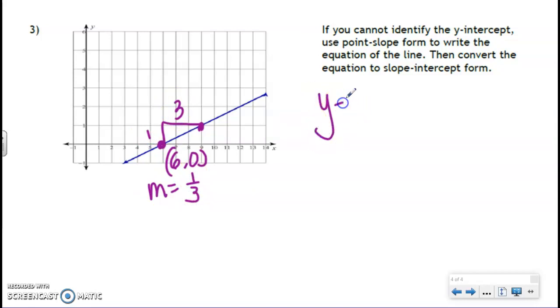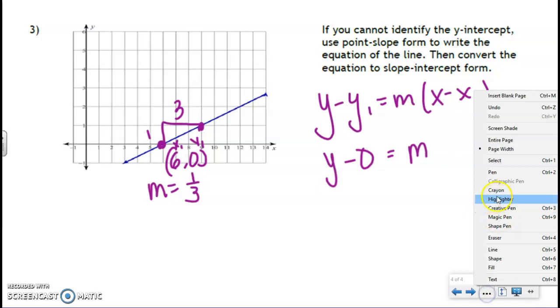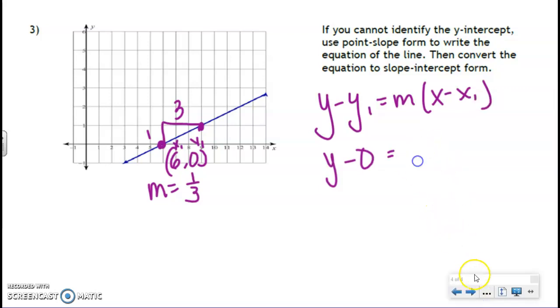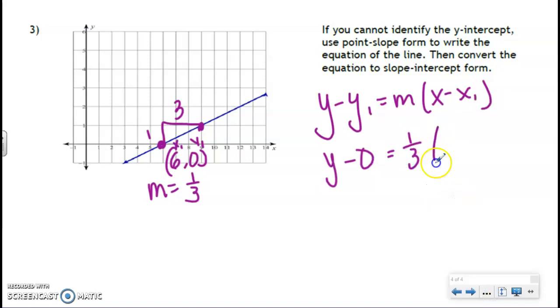And remember, point-slope is y minus y1 equals m times x minus x1. And I'm going to plug that in. So this is x1, this is y1. So I have y minus 0 equals 1/3, which is my m, and then in parentheses x minus 6.